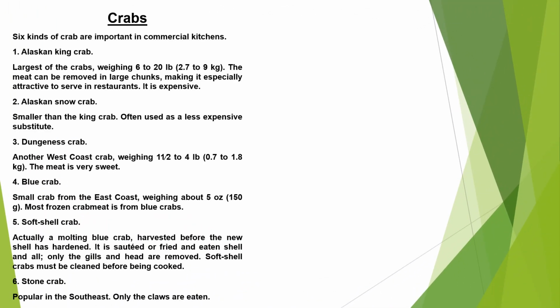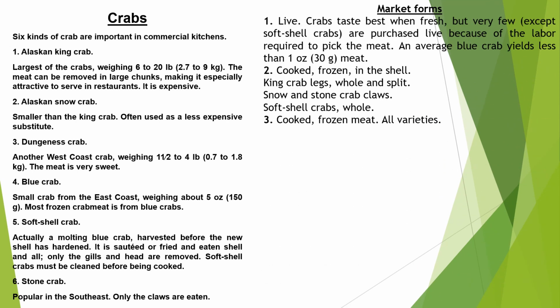The next one, the crabs. There are six kinds of crab in the commercial kitchen: the Alaskan king crab, the Alaskan snow crab, the Dungeness crab, the blue crab, the softshell crab, and the stone crab. And this information you can find in your handout. In the market, you can find live crabs. Live crabs taste best when fresh, but very few, except for soft shell crab, are purchased live because of the labor required to pick the meat.